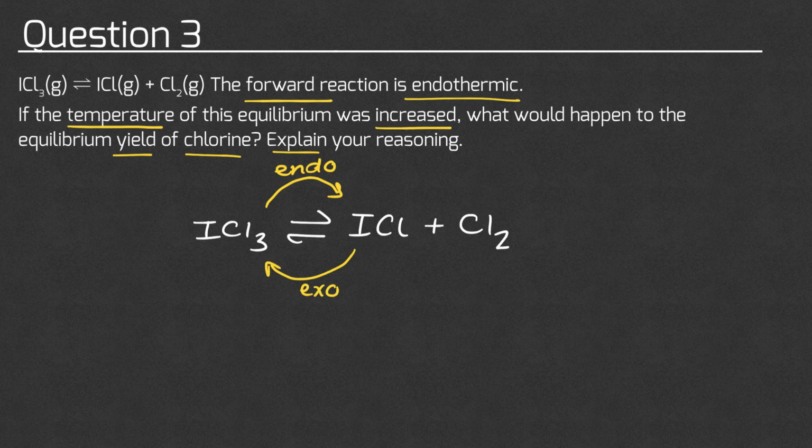Now we've added on which way is endo and which way is exo, it's always a good idea to add on as well if these reactions get hot or cold, because it'll help you work out what to do if the temperature is increased or decreased. So endothermic reactions get cold and exothermic reactions get hot. And finally, as a reminder, we are increasing the temperature and we want to see what effect this has on the yield of chlorine.